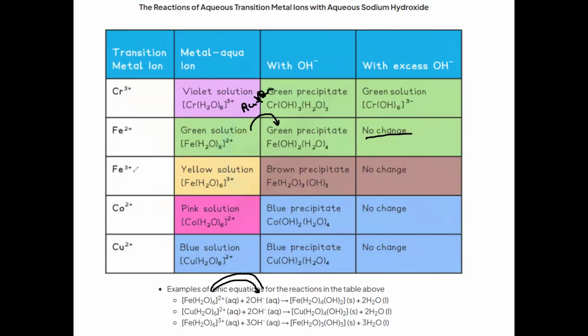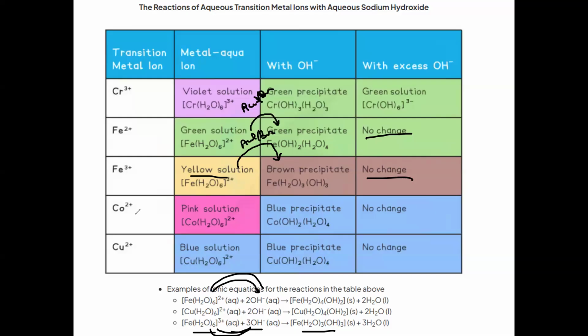Same thing if we have an iron 3 solution, which is yellow. When we add sodium hydroxide, as you can see here, 3 protons will be lost and it will form iron 3 hydroxide, which will be a brown precipitate. And why the brown precipitate? Again because of the acid-base reaction. But in excess, there is no change.